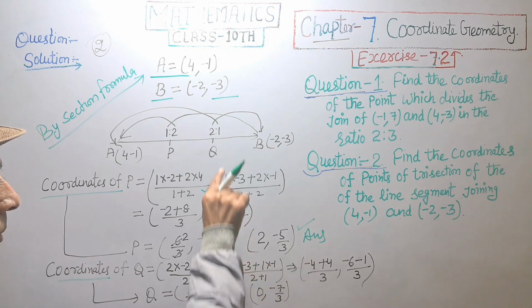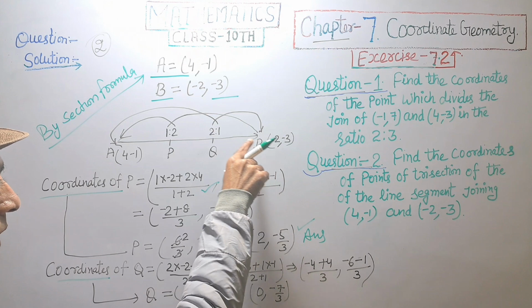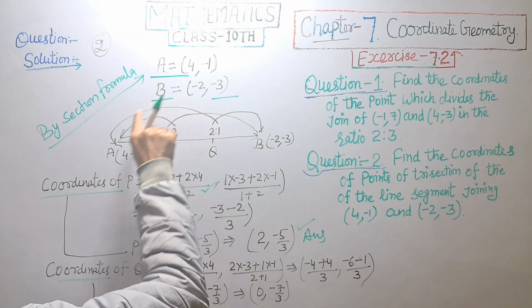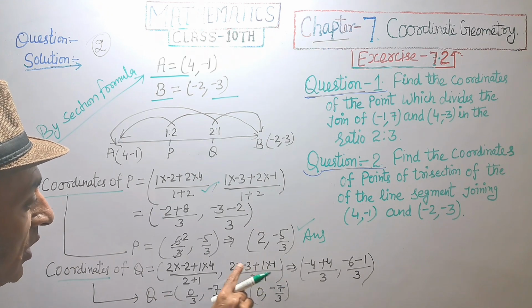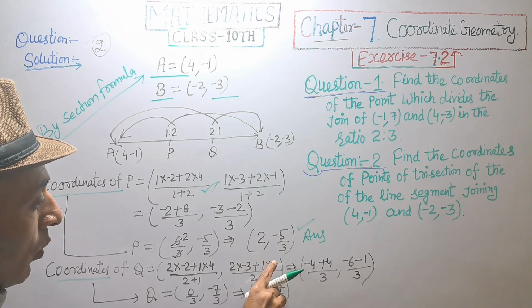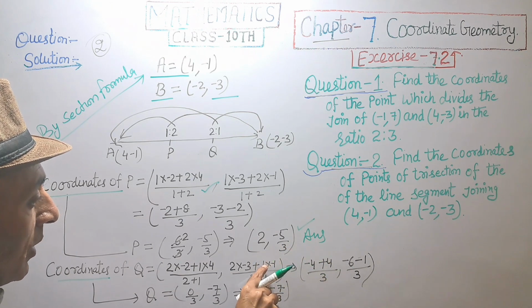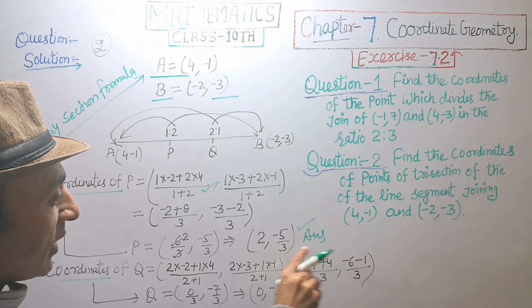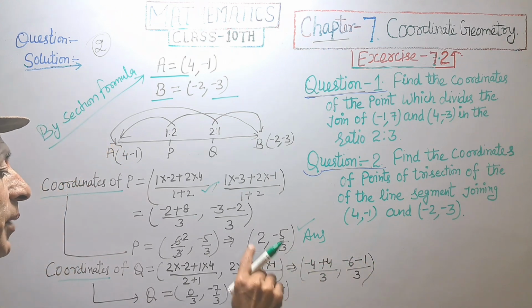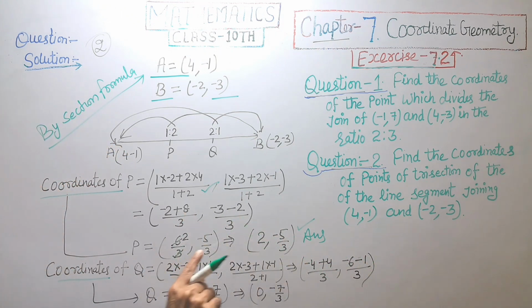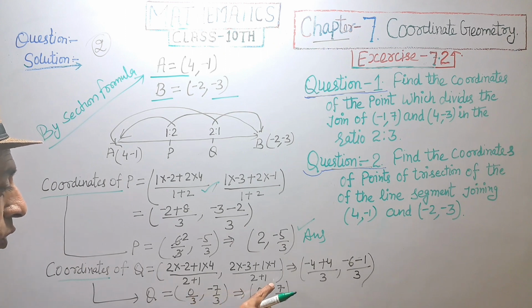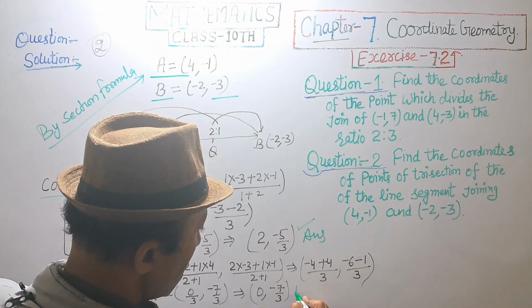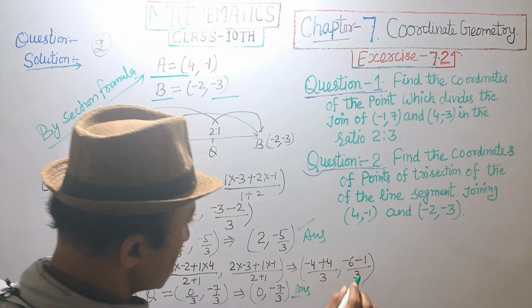And 2 multiplied by second point is minus 3 plus 1 multiplied by second point is minus 1 divided by 2 plus 1. 3 2s are minus 6. 1 1s are 1, but minus 1 multiplied by positive 1, that is minus 1. So minus 6 minus 1, that is minus 7. Minus 7 divided by 3. So the coordinates of Q is equal to 0 comma minus 7 upon 3, answer.